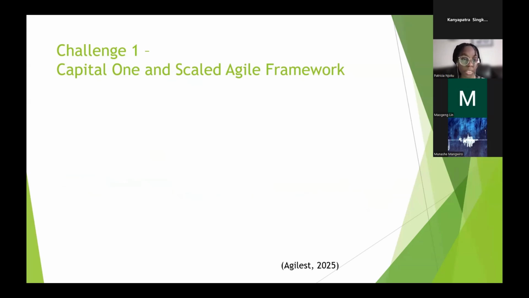So the first problem is Capital One and scaled Agile framework. So it is difficult to scale Agile beyond small teams.